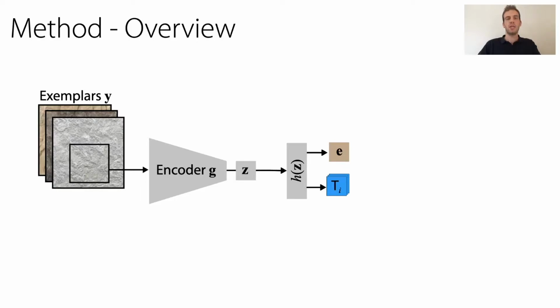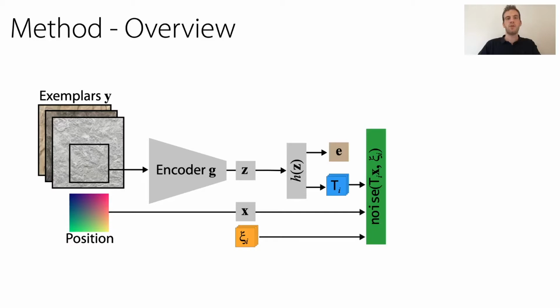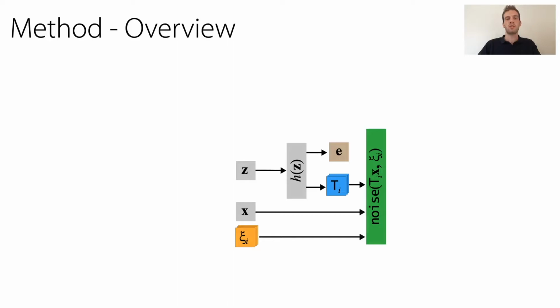The texture code E can be seen as what kind of wood or grass is encoded. The vector of T's, on the other hand, is used to transform the coordinates before reading the noise that we are sampling from in the next step. Therefore, the noise function takes as input a coordinate x, the vector of transformation matrices T, and the random seed xi.